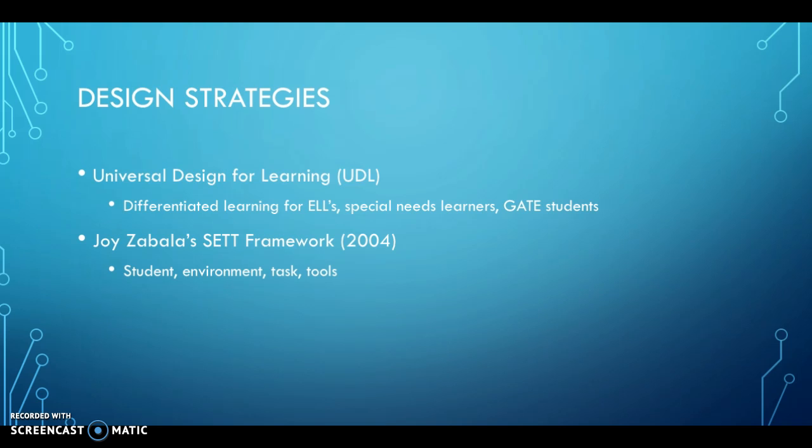So the design strategies for all of the subjects are pretty much the same. I definitely want to focus on a universal design for learning. This will include differentiated learning for all students, including ELLs, English language learners, special needs learners, GATE students, and every student in between. Another design strategy is obviously Joy Zabala's SET framework, which covers student, environment, task, and tools. So this is definitely important.